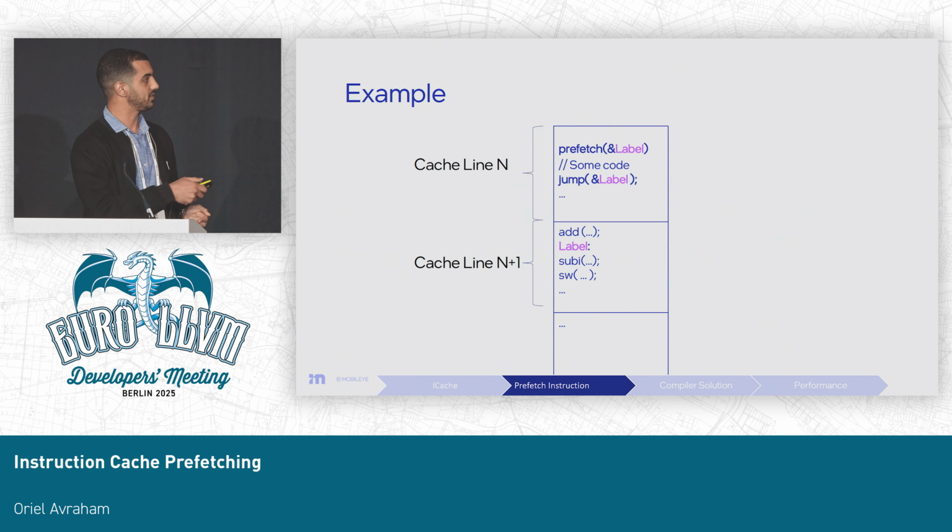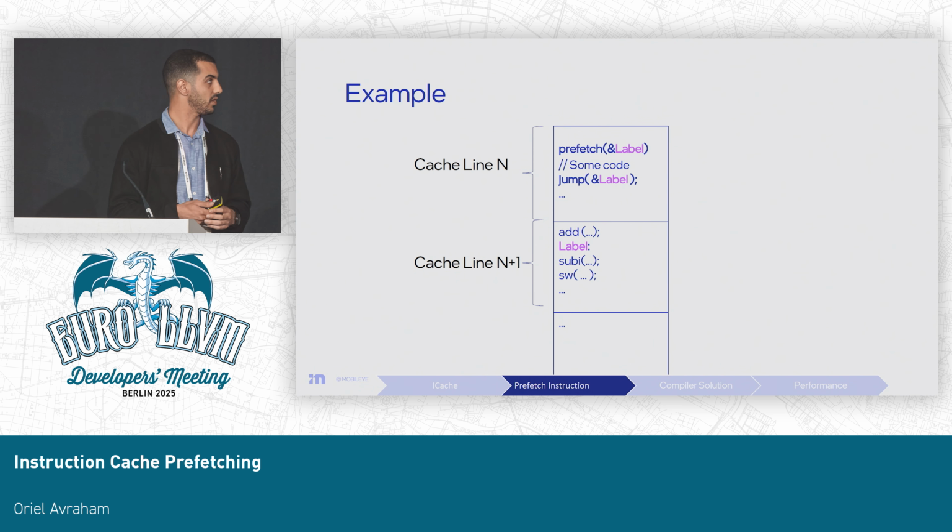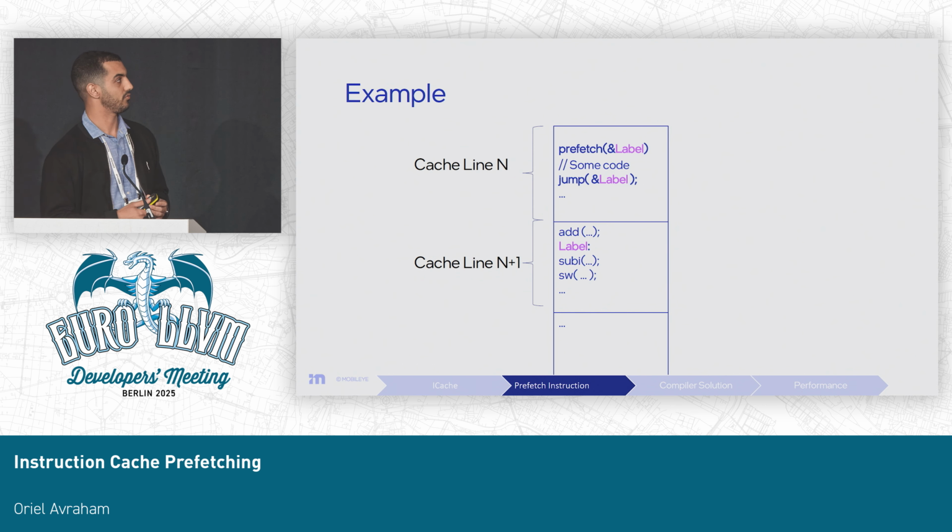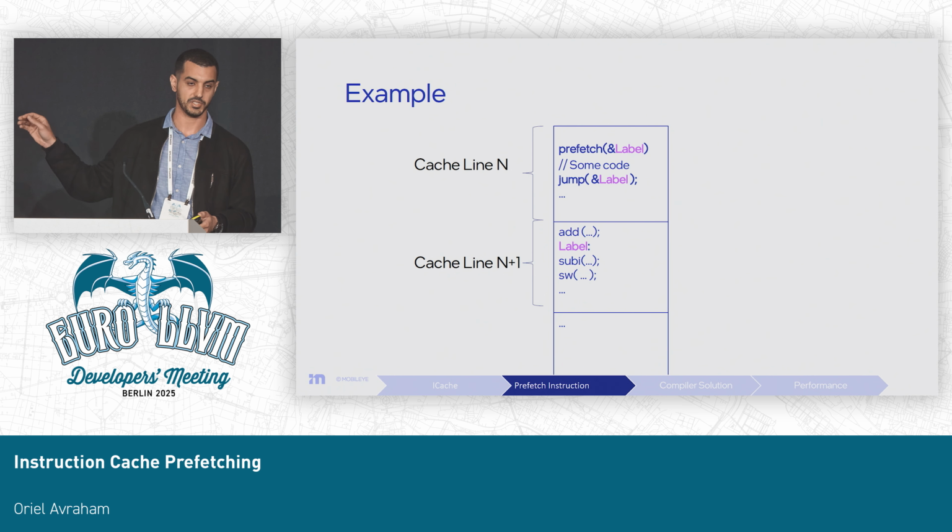If it's not clear yet, let's take a look at this simple example. I have this code over here, which is divided into cache lines. The first part is associated with cache line n, and the second part is associated with cache line n plus 1. Now, I added a prefetch instruction at the very start of this code, and what happens is once the CPU executes this instruction, take a look, you'll notice that the label is associated with cache line n plus 1, so cache line n plus 1 will get updated in the instruction cache.